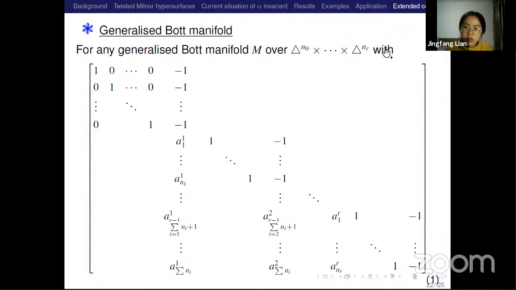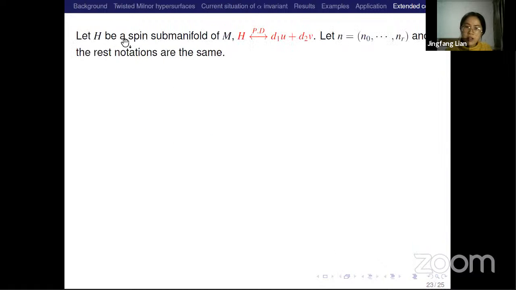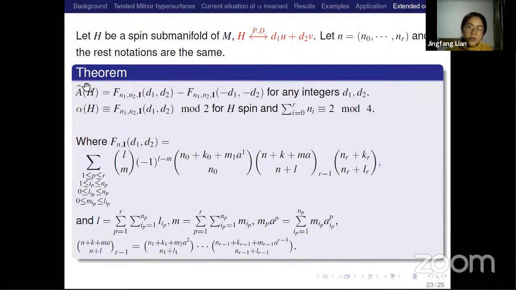I just say it with the following characteristic matrix. It is also not a block diagonal matrix, and under all this -1, all the numbers under them are integers which are not always 0. And we can also define a spin submanifold of M, and we define it as H. It is Poincaré dual to D1 U plus D2 V. And other notations are similar. Then we can also give the alpha invariant and the A-hat genus of this submanifold.